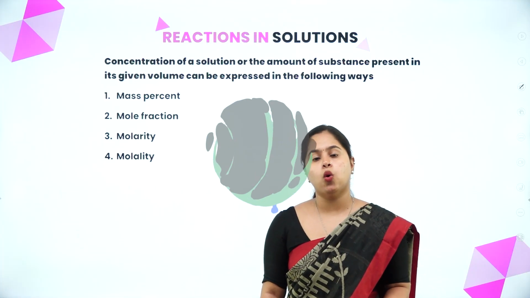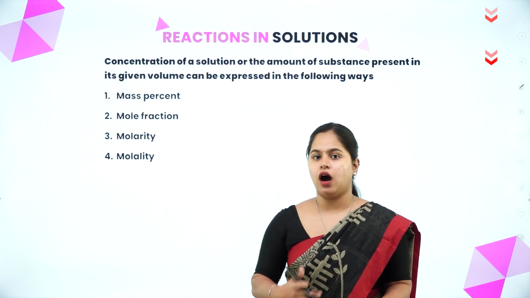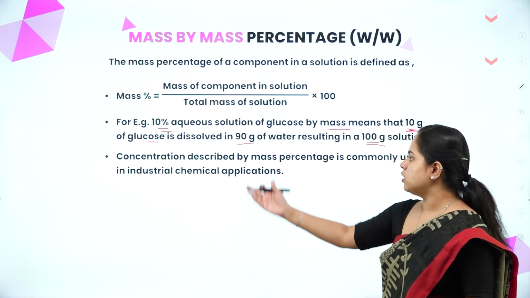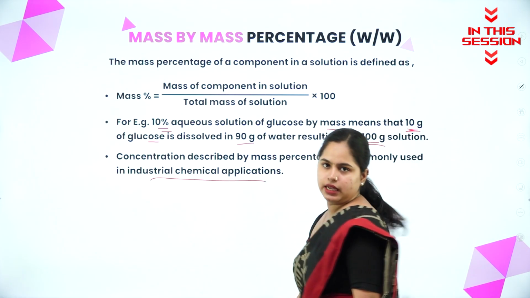So solutions are homogeneous mixtures of two or more components. So the components present are solute and solvent. So concentration described by mass percentage is commonly used in industrial chemical applications.